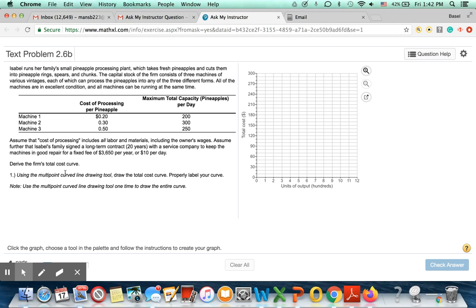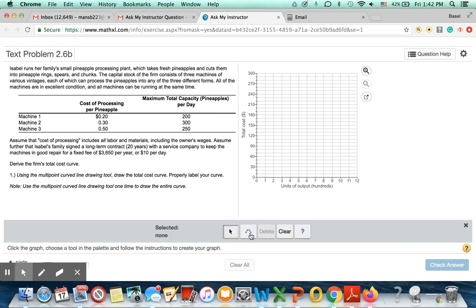So the question is asking us to use the multi-point tool to draw the total cost curve. First of all, fixed cost is $10. We should start from $10. So 5, 10. Yeah, 10 should be right here.